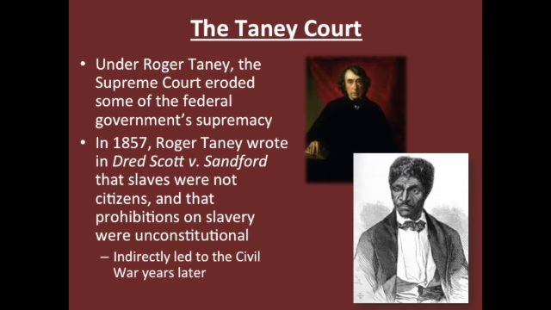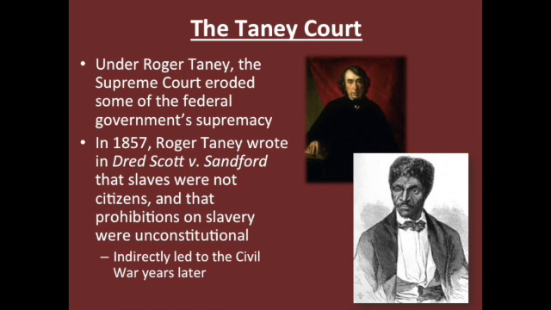Marshall's successor, Roger Taney, is also notable, although for more infamous reasons. He began to roll back some of the government expansion that had happened under the Marshall Court, and that was no accident. Roger Taney was appointed by Andrew Jackson, who was a notable advocate of states' rights and a limited federal government when he was elected in the 1820s. Most notoriously, Roger Taney is associated with the case Dred Scott v. Sandford in 1857.